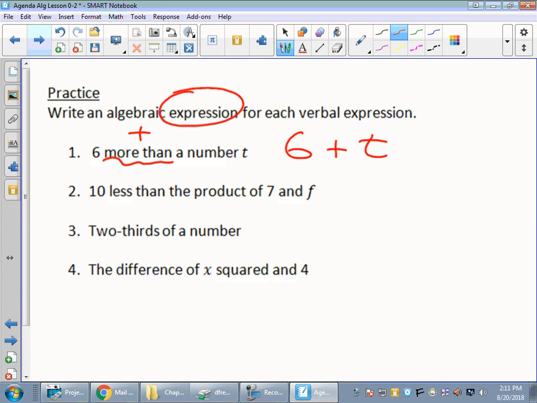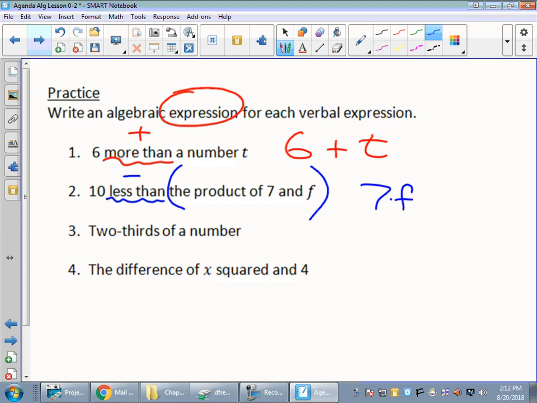The next one gets a little bit tricky because subtraction ones are a little bit tricky because you just have to figure out which order they go. So let's look for the clue words first. 10 less than the product of 7 and f. Well, less than, that is a clue word there. And that pretty much means subtract, right? So we know we're going to have to subtract at some point. But what are we subtracting? We've got 10, and then we've got another term here, which is going to be the product of 7 and f. So we know that it's going to be 7 times f.